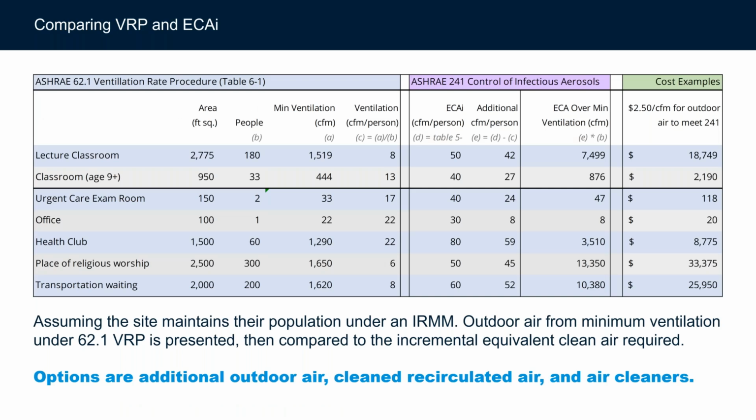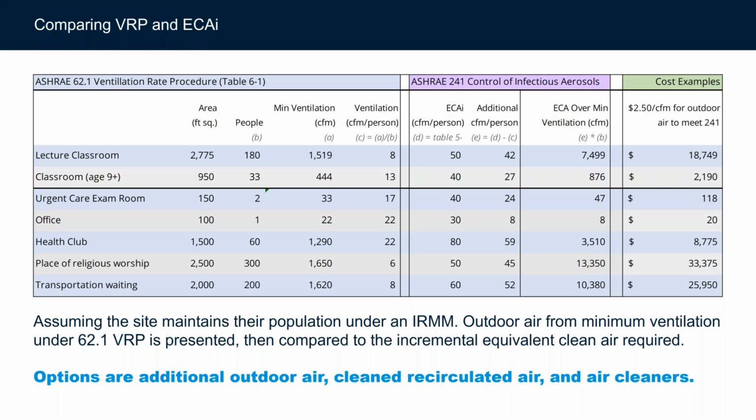Looking at this a little bit deeper from a cost perspective, there's obviously an added cost that we'd have to add to our buildings and to our systems. And so I've laid out here just a handful of different ways in which to think about this for various different VRPs compared to 241s or ECAs. Notice what I've underlined there.